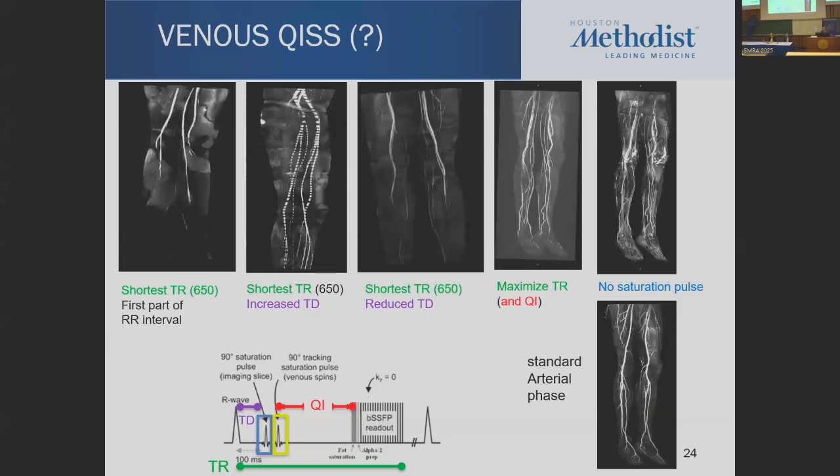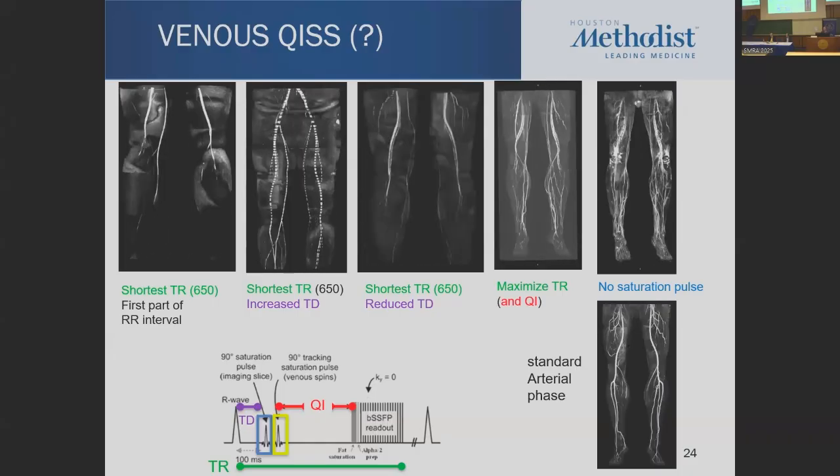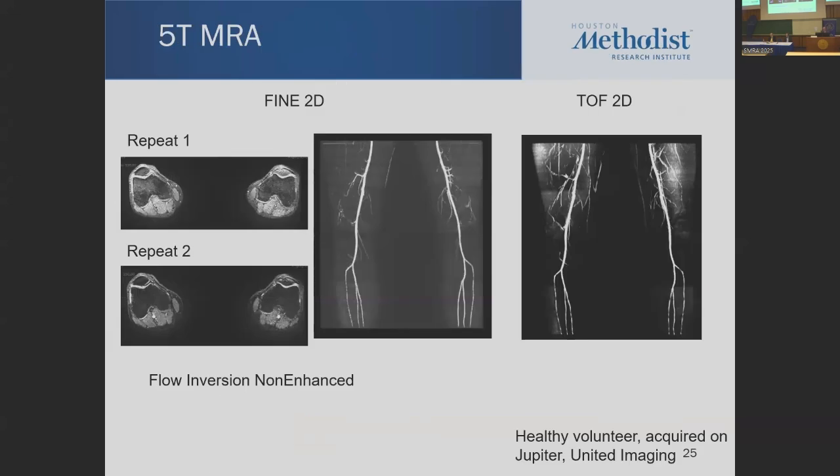That's again something where you start here, and hopefully we will continue with that, maybe also to assign some quantification, some scores to these values. I would also like to mention that I was lucky to be able to have access to 5 Tesla human imaging, and that was done on a Jupiter scanner, United Imaging. And here's a new technique called FIND 2D, flow inversion non-enhanced, where promising images are also available. I'm curious to see how this will continue with other technologies, other field strengths, expanding what's already available. And with that, I would like to conclude.